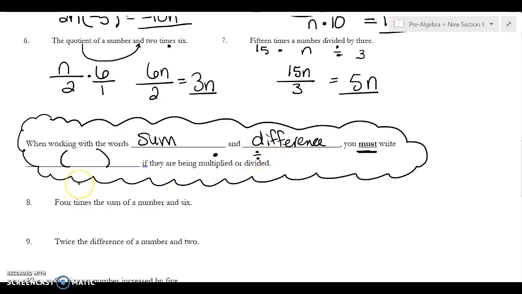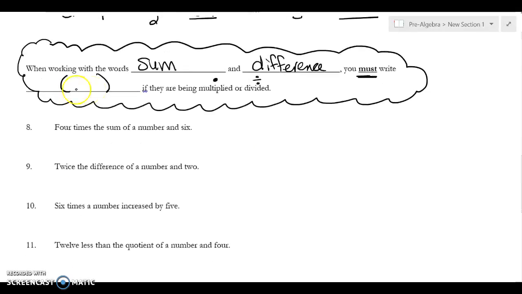So here's an example, number 8. It says 4 times the sum. So that means I have to use parentheses. So it's 4 times the sum of a number. Sum goes where "and" is, a number, and 6, and so that's the answer.